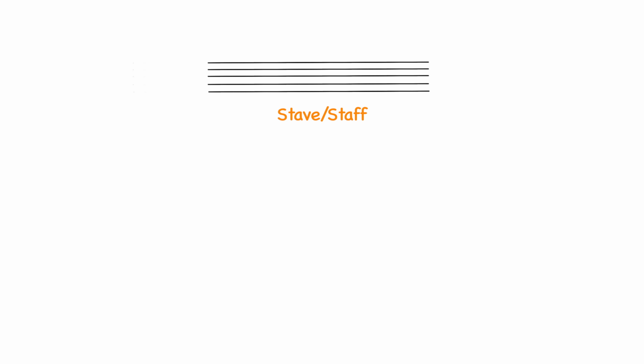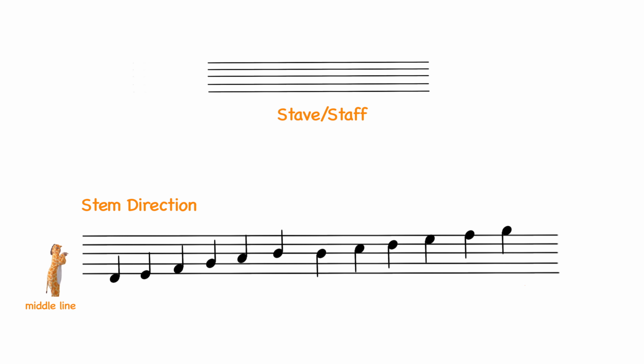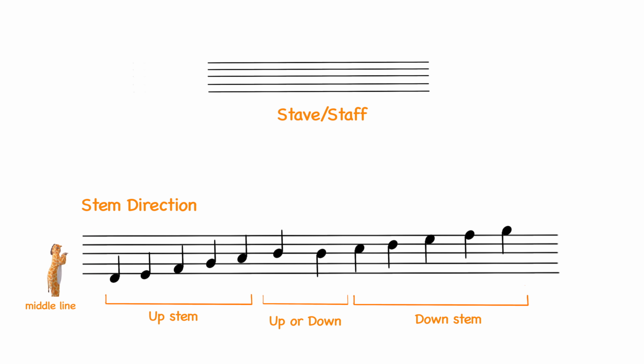When we write on the stave, we need to consider the stem direction. We use up stem when the note head is below the middle line, down stems when the note head is above the middle line. If the note is on the middle line, we can use other directions. Easy peasy. Let's move on to the letter names.